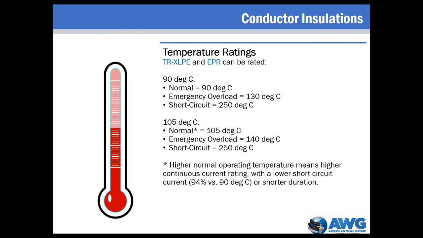Since TRXLPE and EPR are both thermoset insulation systems, the maximum temperature ratings are the same. With a higher maximum operating temperature, the maximum continuous current is higher, but either the maximum short circuit current is lower or the short circuit duration is shorter. The difference in short circuit current between 105 and 90 degrees C rated cable is 94%. The following table will illustrate this fact.